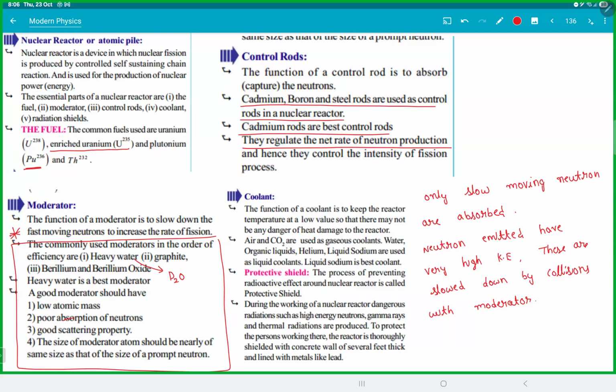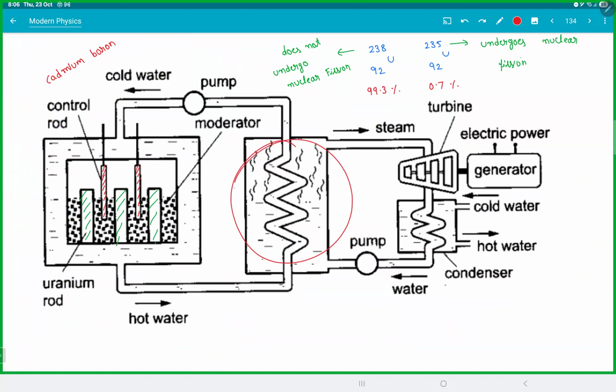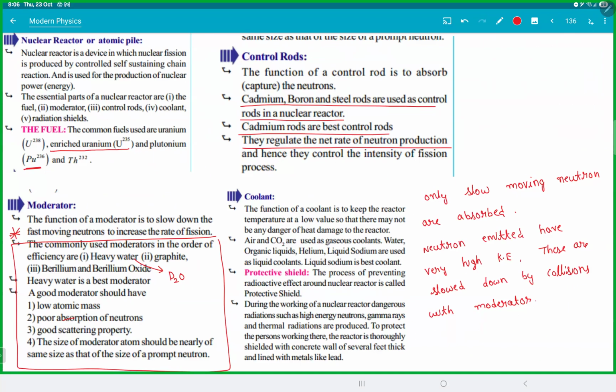Coolant is simply, whatever heat is produced inside the reactor, that heat is removed. That heat is used to produce the steam, and that steam is used to run the turbine. So if you actually think about this, a nuclear power plant is nothing but a thermal electric power plant. Instead of burning coal, we are using uranium to produce heat. So liquid sodium is the best coolant.